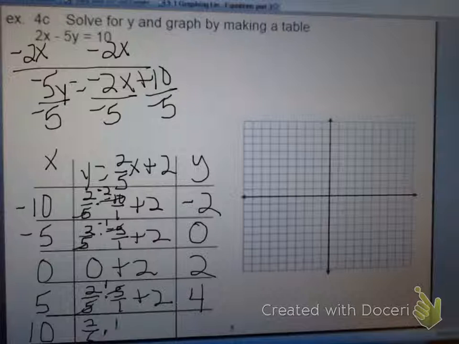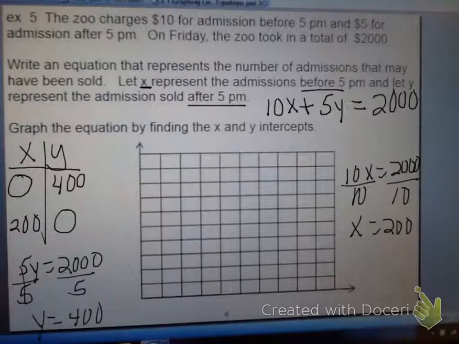Two over 5 times 10 over 1 plus 2. 5 goes into 10, 2 times 2 is 4, plus 2 is 6. Plot your points.